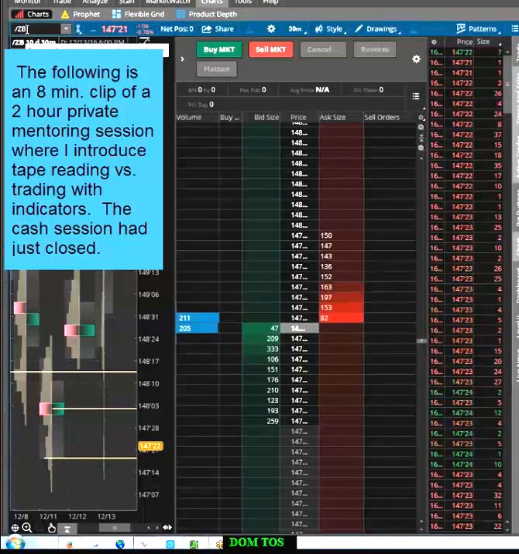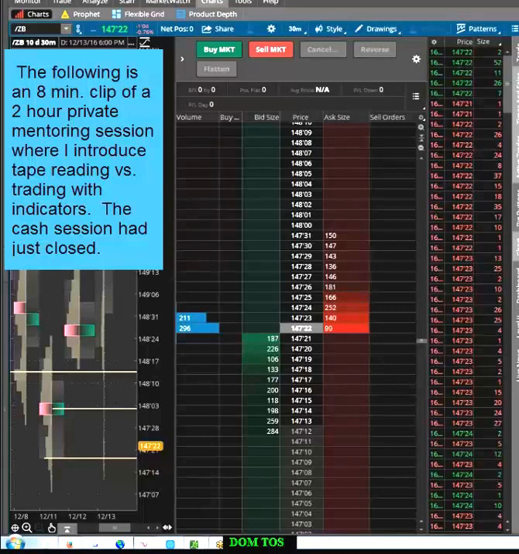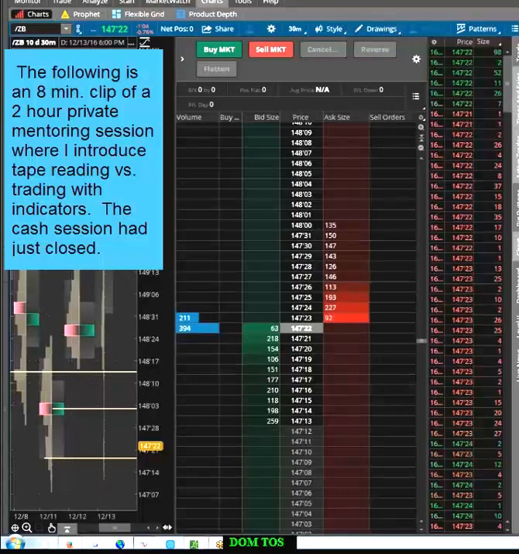The 10-year or the ZB against the S&P, because they're both working off interest rates. They're both interest rate sensitive. So if the bonds are moving up, then perhaps the S&P is moving down, and vice versa. So you can kind of play them off each other.